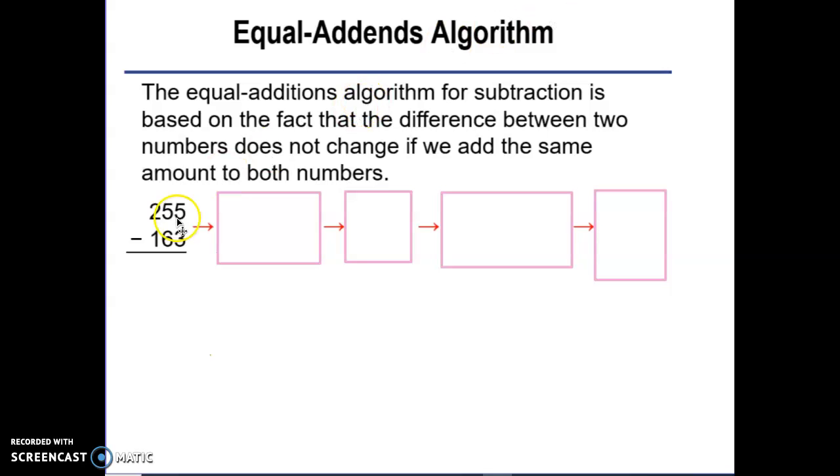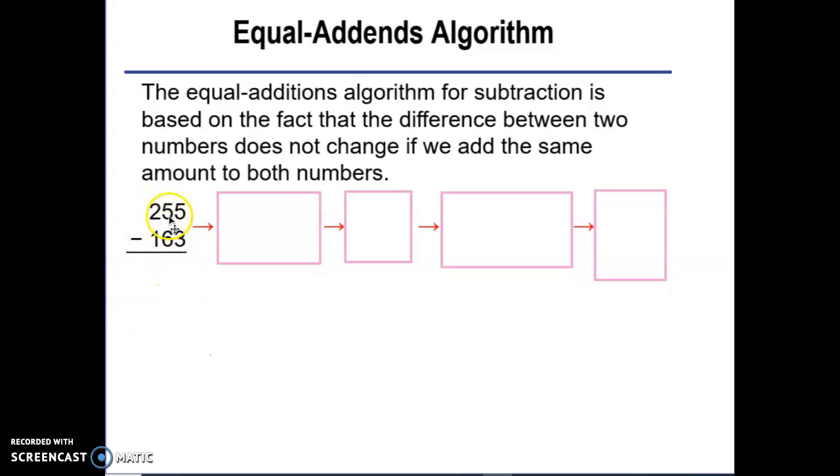Now, the way this works, if I had 255 on a number line and I had 163 on a number line and I measured the distance between them, that would be the answer to this question. That would be the difference. The distance from this one to that one is the difference. That's the answer to this question.